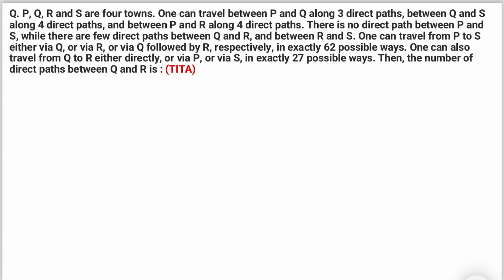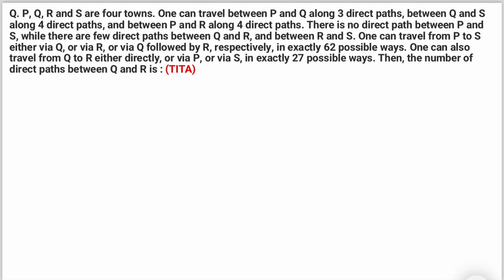One can travel between P and Q along three direct paths, between Q and S along four direct paths, and between P and R along four direct paths. There is no direct path between P and S, while there are few direct paths between Q and R and between R and S. One can travel from P to S via Q or via R or via Q followed by R respectively in exactly 62 possible ways. One can also travel from Q to R either directly or via P or via S in exactly 27 possible ways. Then the number of direct paths between Q and R is.